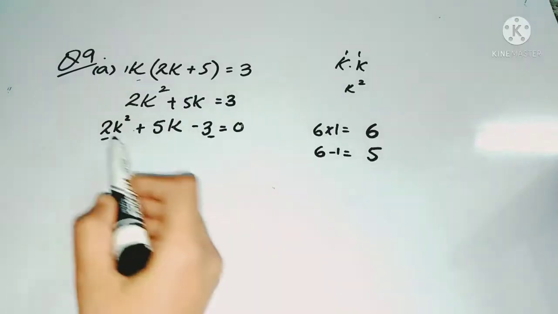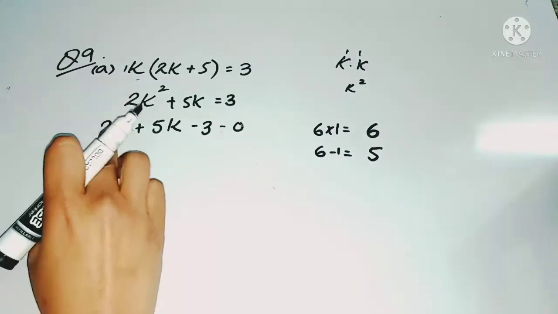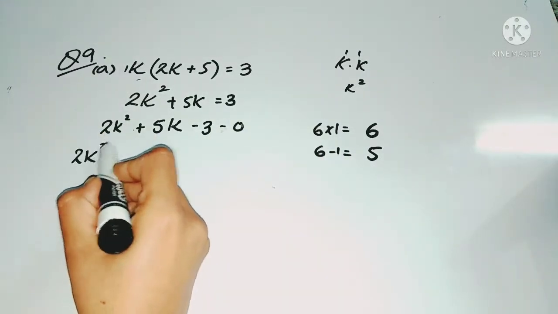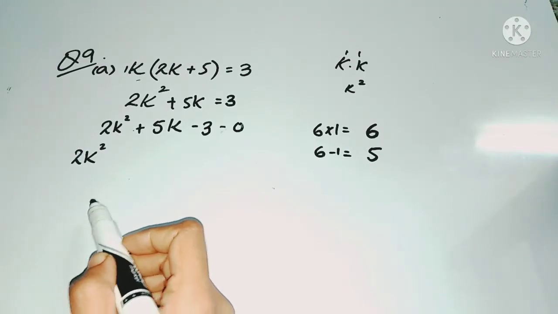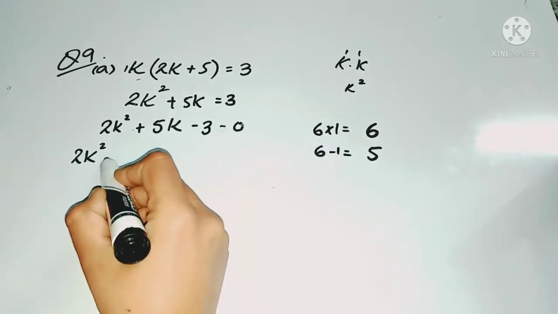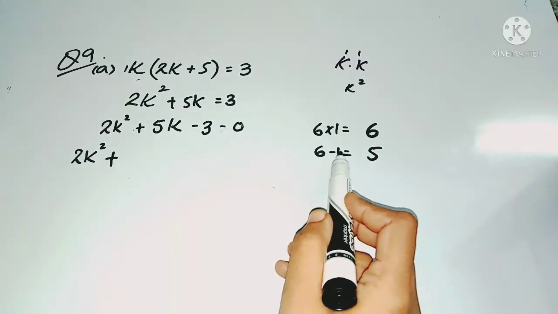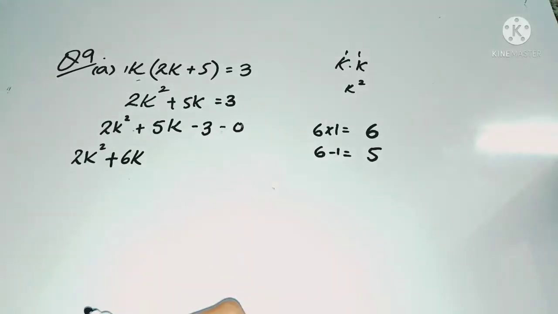So it means that you will write down the first and the last term as they are. And in place of the midterm, you will write down these two factors. So write down 2k square as it is. So remember that whenever you write down the factors, you have to follow the rules. The first rule is this sign you have to write down first. And first you have to write down the bigger factor. So the factors are 6 and 1. So first you will write down 6. Okay, now you write down the smaller factor.